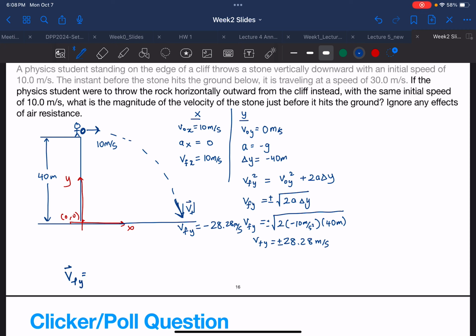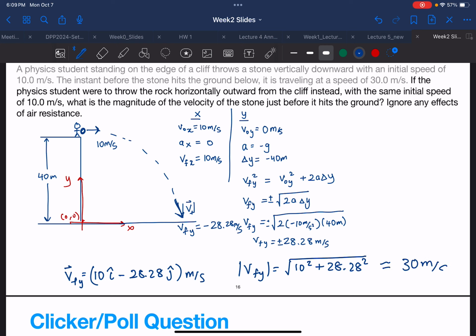So v final is equal to 10 i hat minus 28 j hat meters per second. And the magnitude of v final is equal to the square root of 10 squared plus 28.28 squared, which gives us about 30 meters per second. So the magnitude of the velocity is actually also 30 meters per second.